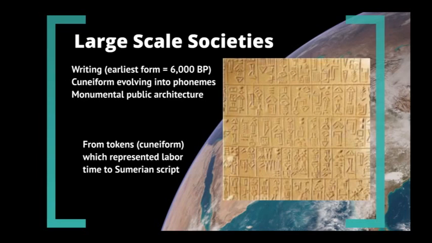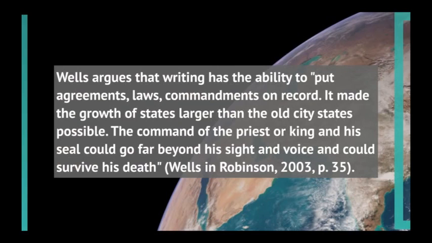So Wells argues that writing has the ability to put agreements, laws, commandments on record. It made the growth of states larger than the old city-states possible. The command of the priest or king and his seal could go far beyond his sight and voice and could survive his death. Think about this for a second. Information from an individual could survive past that individual's death for the first time. What are the consequences of this?